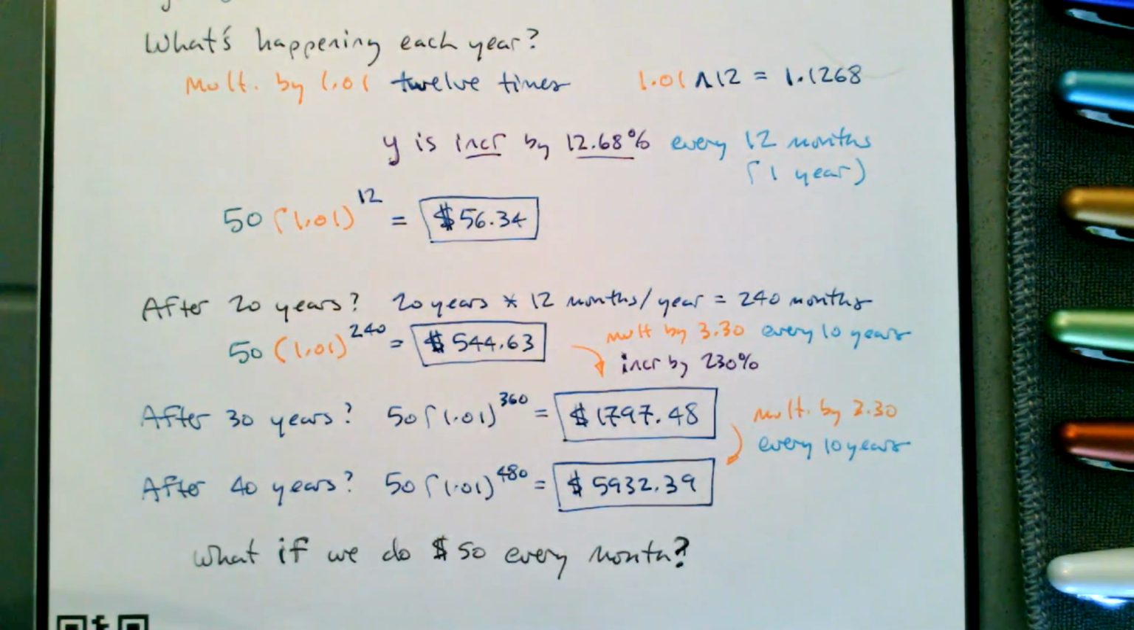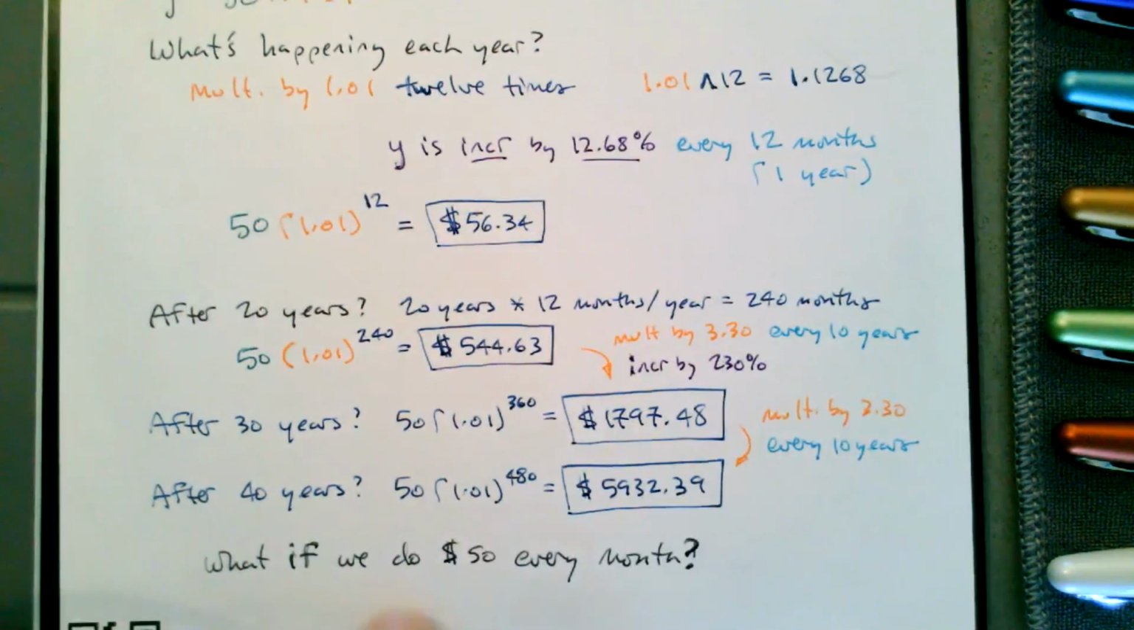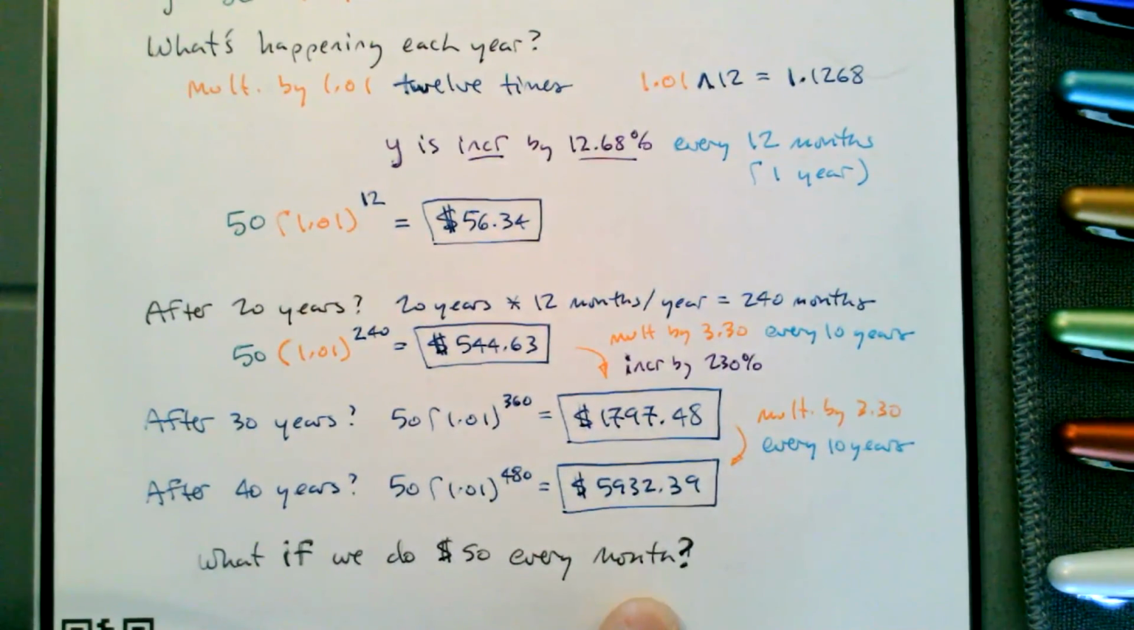All right, that's going to do it for today. Tomorrow, we'll see where polynomials come in and what happens if we do $50 every month. And then we're going to start playing with those numbers: change the rate of return, change the amount of time, change the amount we invest every month.